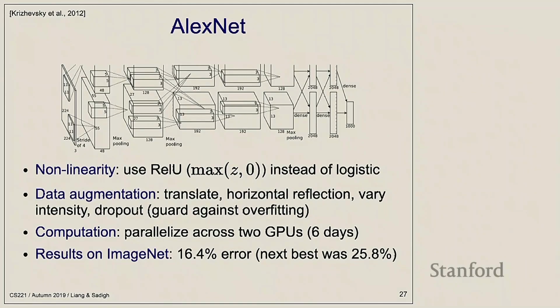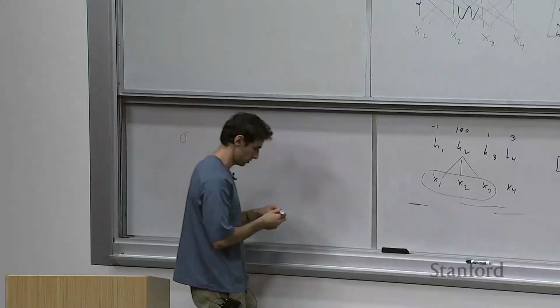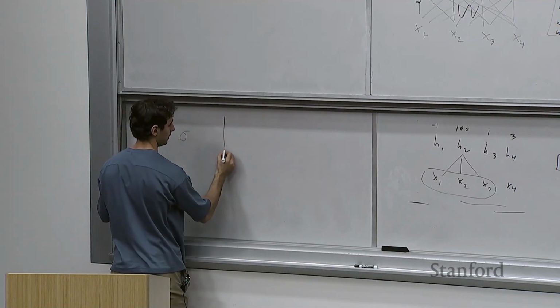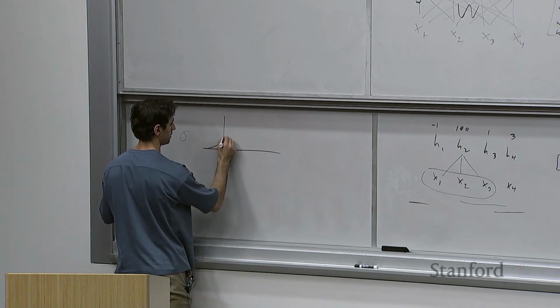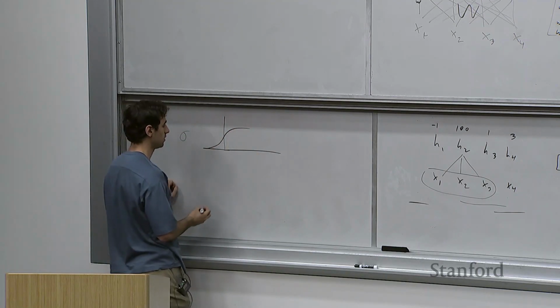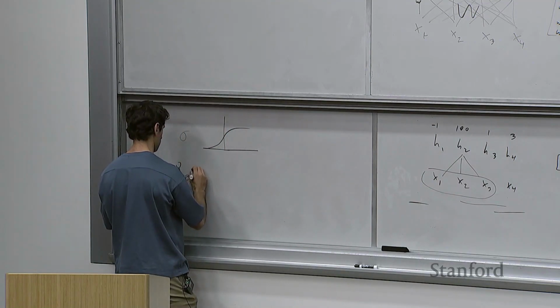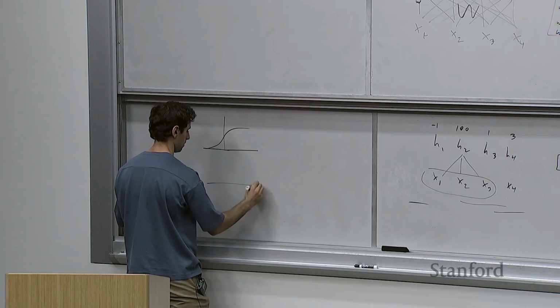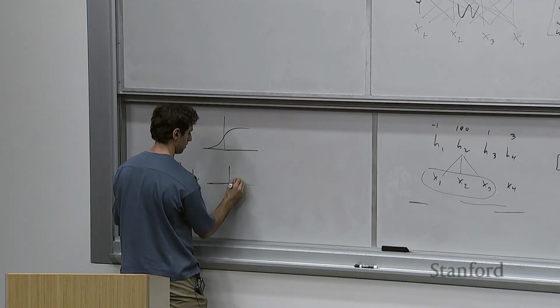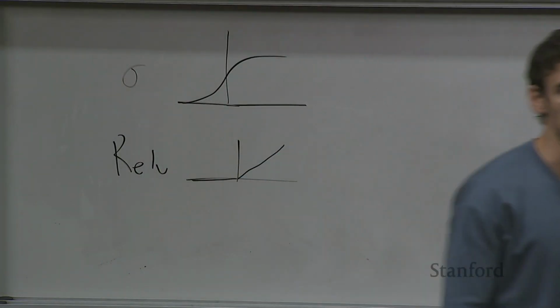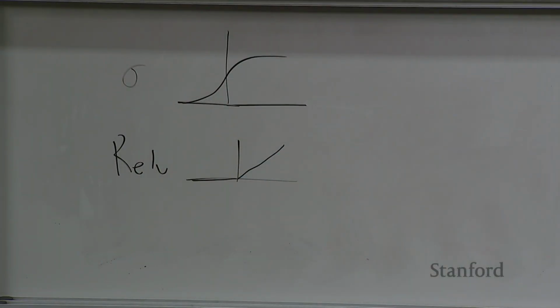One trick they did was they used ReLUs instead of the sigmoid that we've learned about. The sigmoid is an activation function, and it's going to look something like this. And what they did was instead they used the ReLU, which looks a little more like that. And in practice, it turns out to be a little easier to train and use.